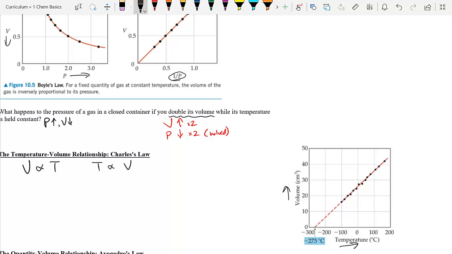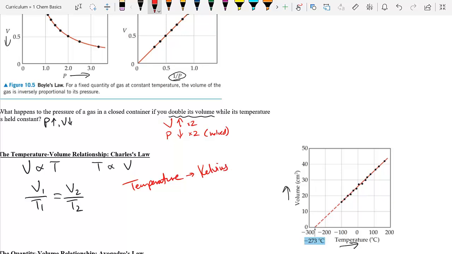Thinking about that, if we look at this under standard conditions, we can actually rearrange this to be a proportion as the initial volume over the initial temperature should be equal to the final volume over the final temperature. Now, one very important thing to note here is that your temperature must always be in kelvins.